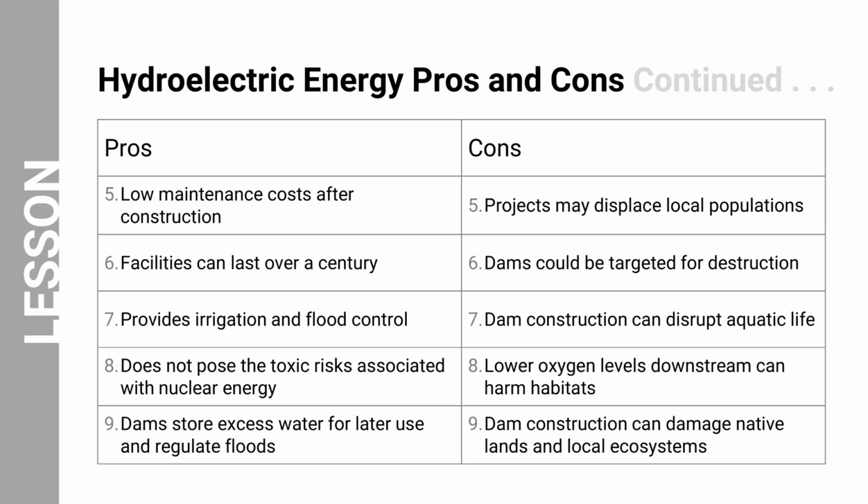7. The pro is that hydroelectric energy provides irrigation, flood control, and recreational opportunities. The con is that dam construction can disrupt aquatic life and habitats, sometimes leading to the extinction of species. 8. The pro is that hydroelectric energy does not pose the toxic risks associated with nuclear energy. The con is that lower oxygen levels downstream can harm habitats, requiring artificial aeration to mitigate damage.